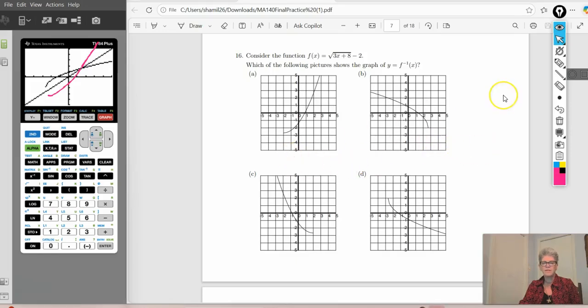Now, let's look at all of these. Okay, it is obviously not B. It's not D. D doesn't look anything like what I drew in red. It's not C. And so the only one that comes near it is selection A. So the inverse is selection A. Okay.